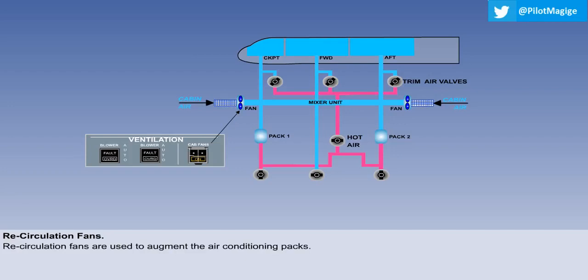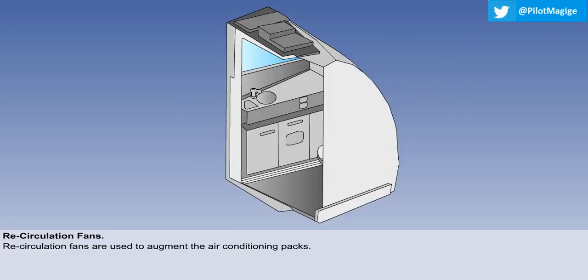Recirculation fans are used to augment the air conditioning packs, allowing a reduced number of packs to be used during the cruise, which decreases engine bleed requirements and improves fuel economy, while still maintaining a constant ventilation rate throughout the cabin. The fans draw cabin air from the underfloor area through filters, then reintroduce the air into the conditioned distribution system. Air from the areas around the toilets and galleys is not recirculated, but is vented directly overboard.